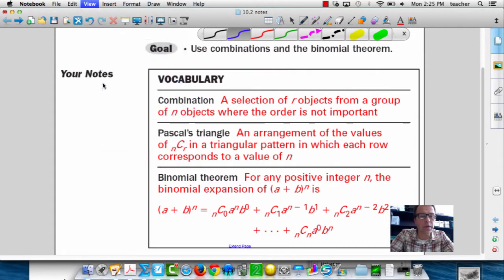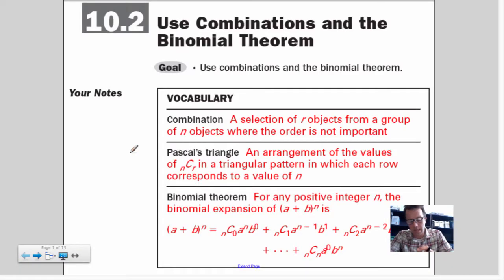Okie dokie. Full screen. Here we are. We are in section 2, chapter 10. And so today, this lecture is very similar to permutation. We're switching to combinations. And in combination, order is not important.